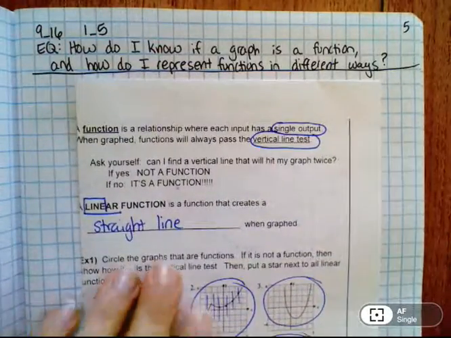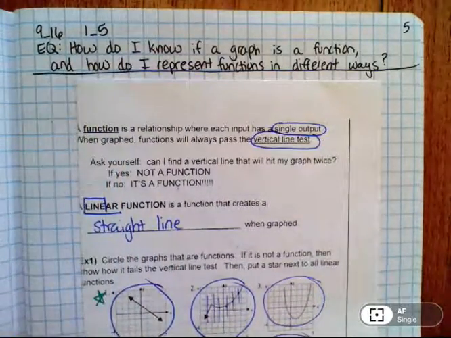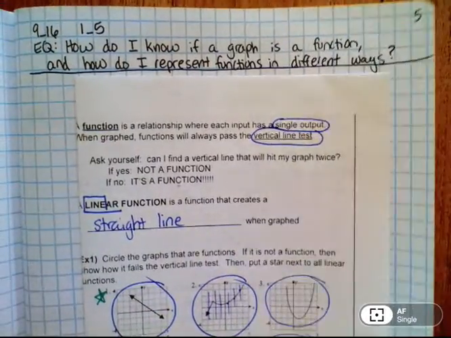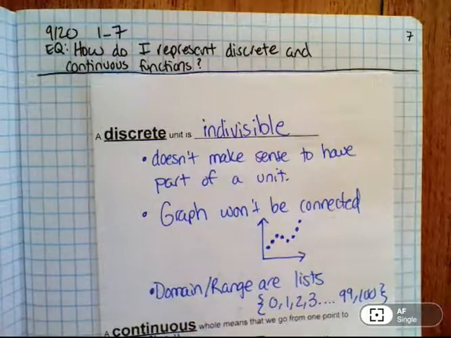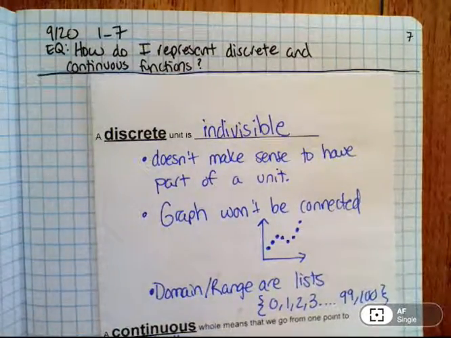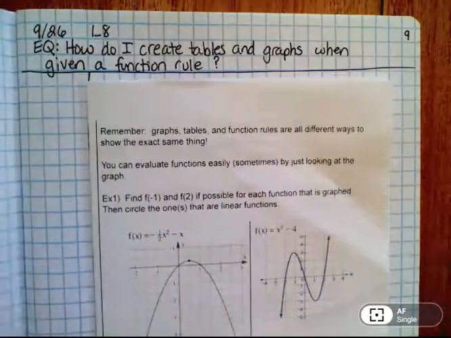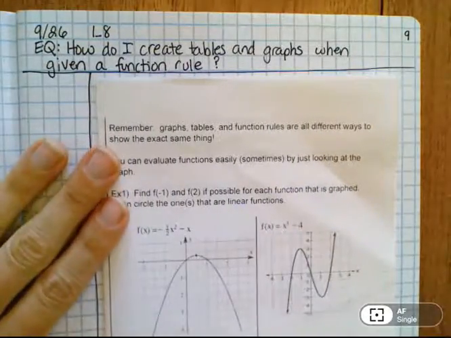The second lesson we took notes on was 1-5, and the notes look like this. It's function rule stuff. The third thing we took notes on was discrete and continuous functions, which looks like this. And then finally, today's notes. This is Unit 1, Lesson 8.